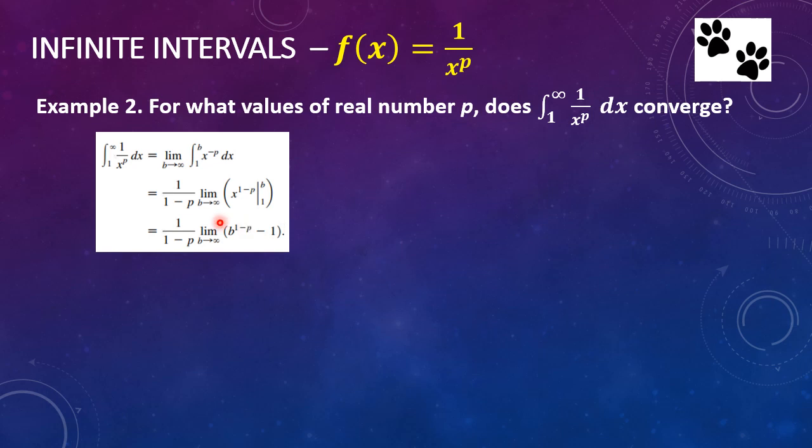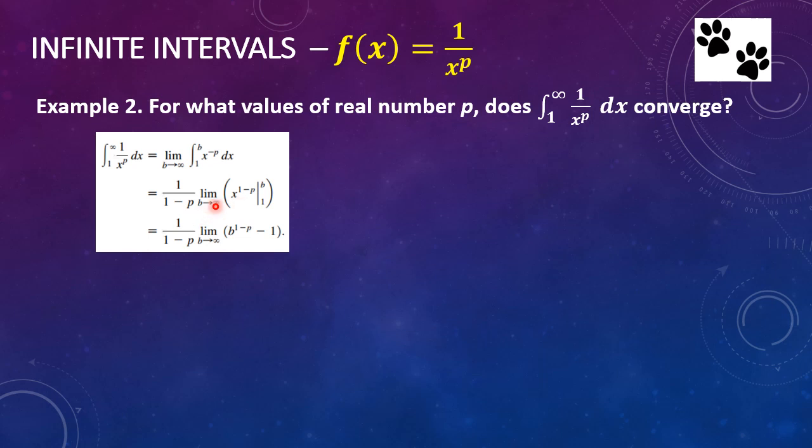So if we take the limit from 1 to infinity, of course this is the limit as b goes to infinity of the integral from 1 to b of x to the negative p. Now remember, p is a constant, so this is just like any power. So the integral of anything to a power is 1 over the exponent plus 1, and the new exponent is the old exponent plus 1. Well, negative p plus 1 is the same as 1 minus p, so that's why you see this coefficient in front and why they've made it 1 minus p.